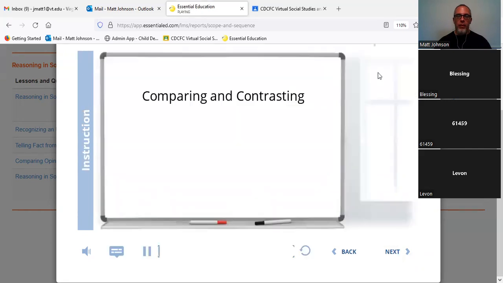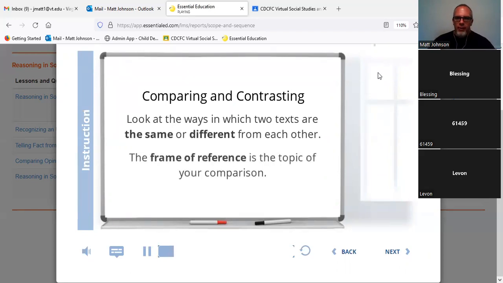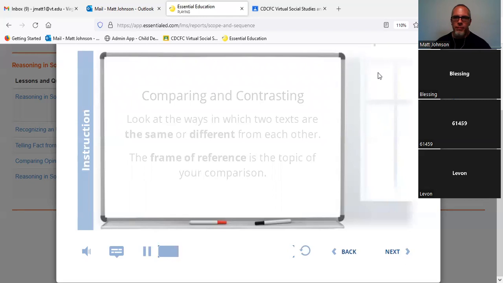Now that you can characterize a text, you're ready to compare and contrast between texts. That means you'll be looking at the ways in which two texts are the same or different from each other. I like to use a Venn diagram to help me visualize my frame of reference. The frame of reference is the topic of your comparison, including all ideas related to that topic. Let me show you what I mean.